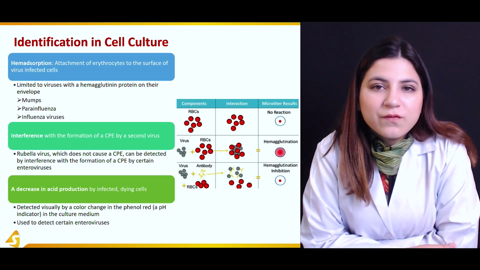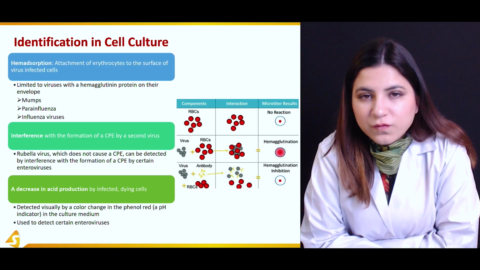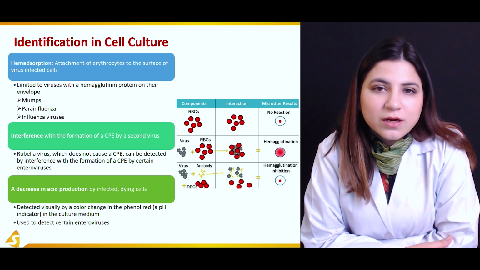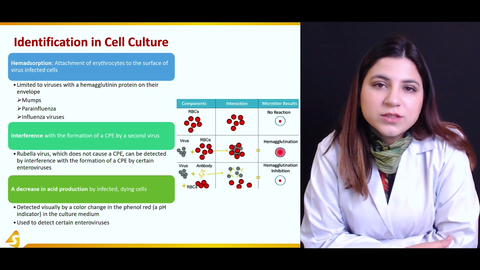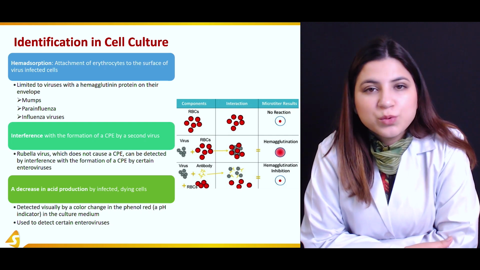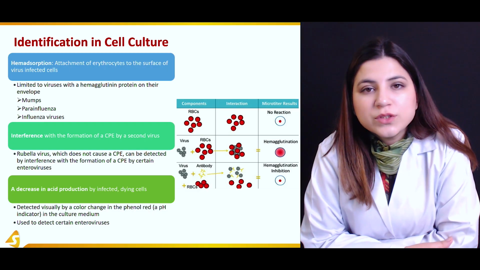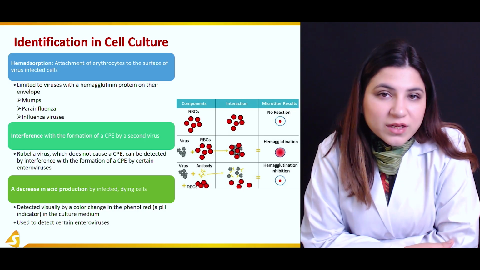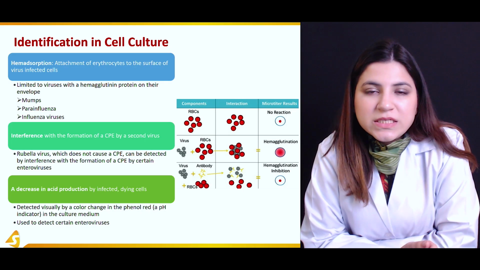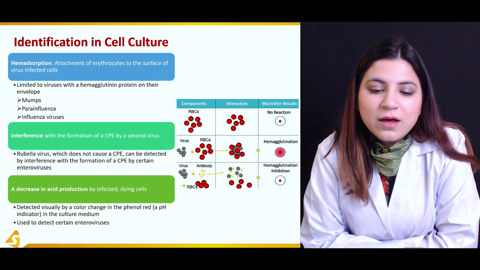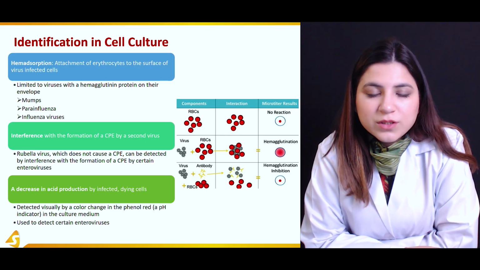This means that if a cell is infected with rubella virus, then we won't be able to identify it in cell culture, because rubella virus does not cause cytopathic effects in the cell. But if we infect those same cells with any of the enteroviruses, then those enteroviruses will cause interference and will cause cytopathic effects in the cell. And this is like the indirect identification of the presence of rubella inside the cells. So this type of cytopathic effect is known as interference.